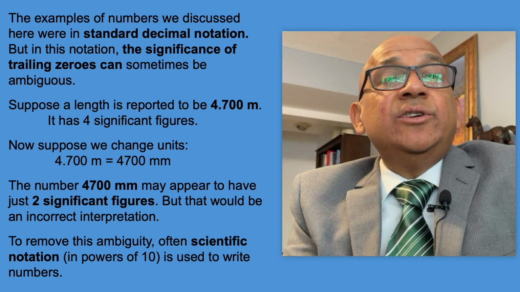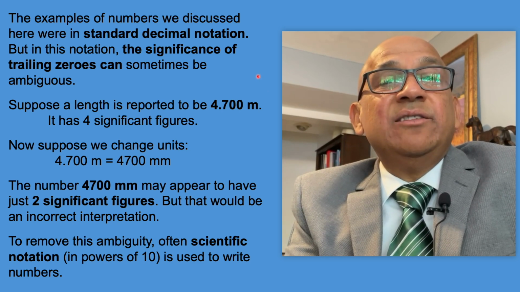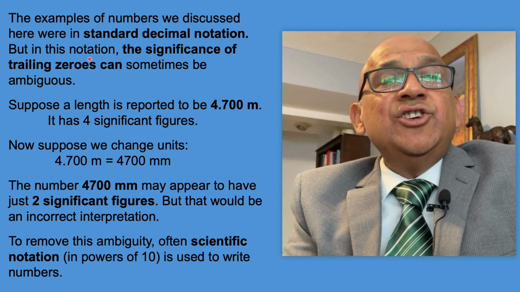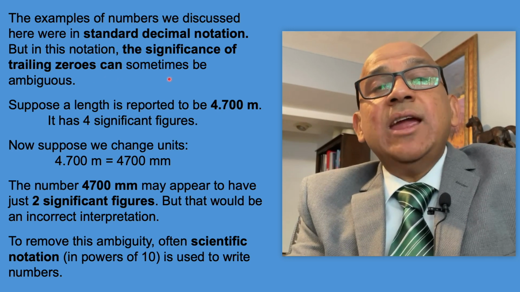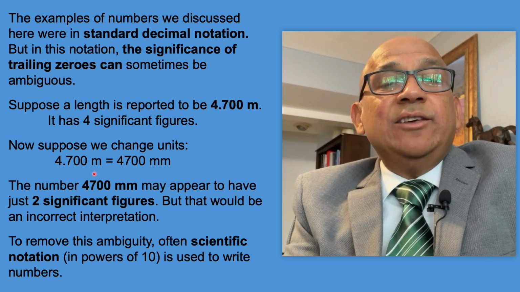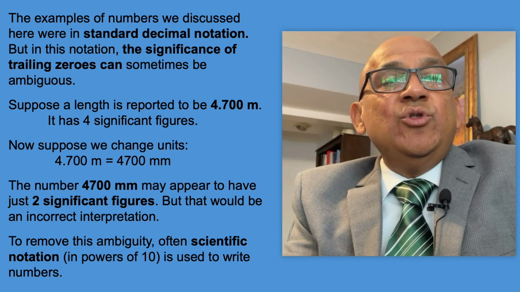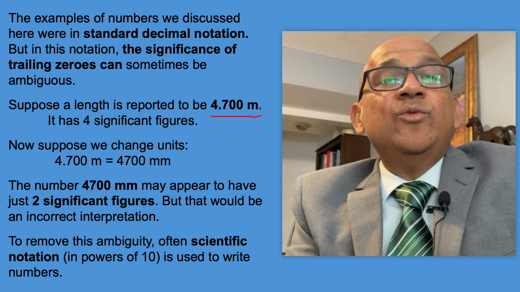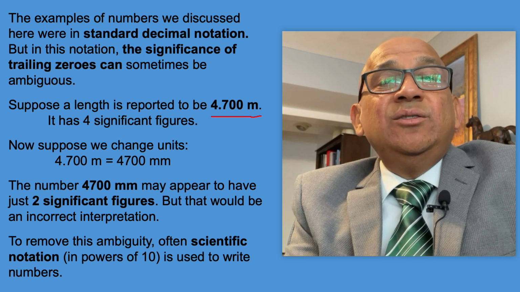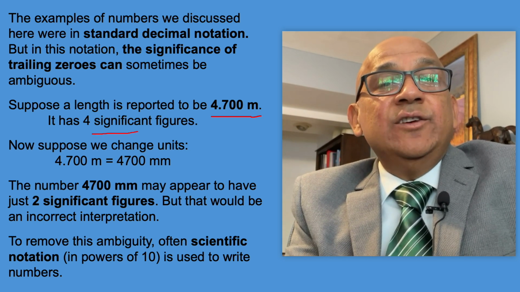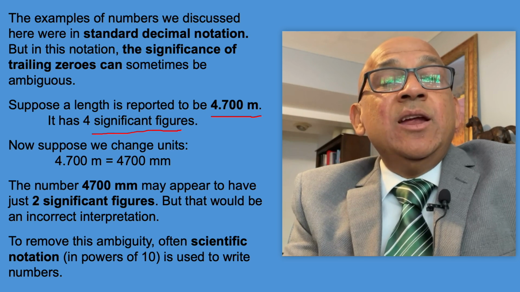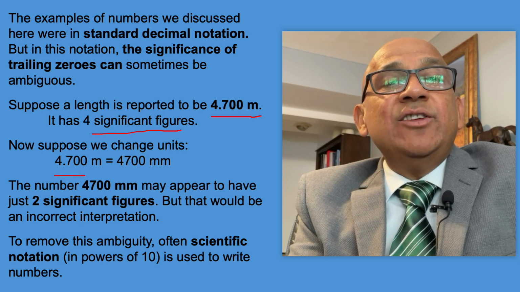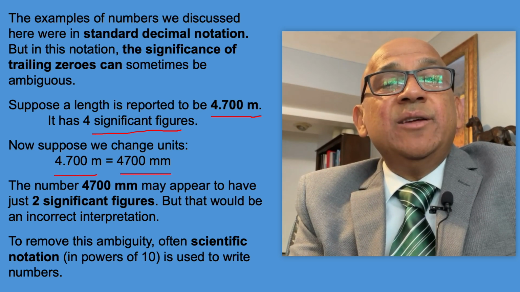Now the examples of numbers we discussed in the previous slide were in standard decimal notation. But in this notation, the significance of trailing zeros can sometimes be ambiguous. Let us look into an example. Suppose you found a length as 4.700 meters. You did some measurement and you found that the object is 4.700 meters. So in this number, there are 4 significant figures, 4, 7, 0 and 0. Now suppose we change the units. We change meters to millimeter. So we can write 4.700 meter same as 4700 millimeter.